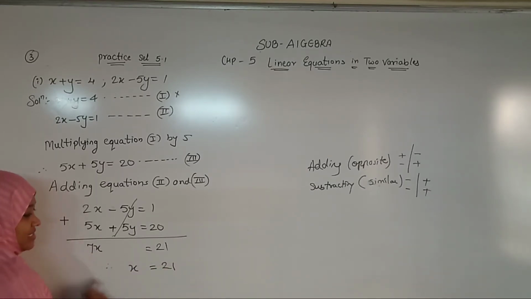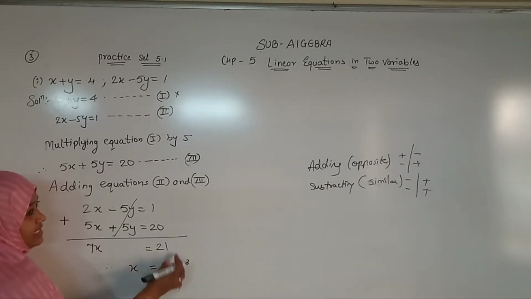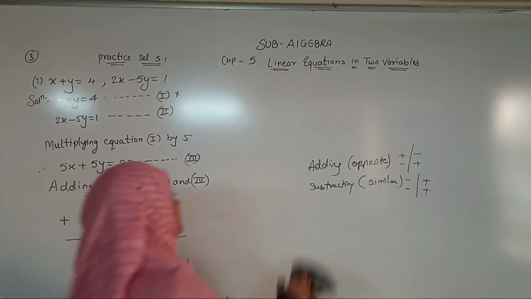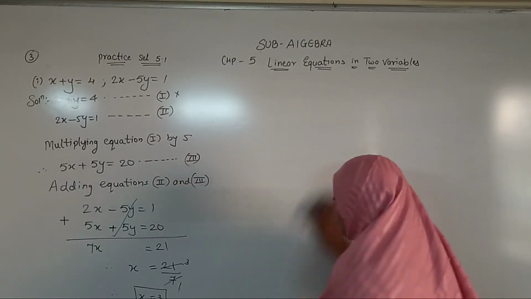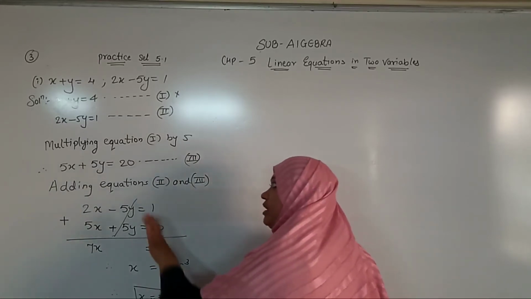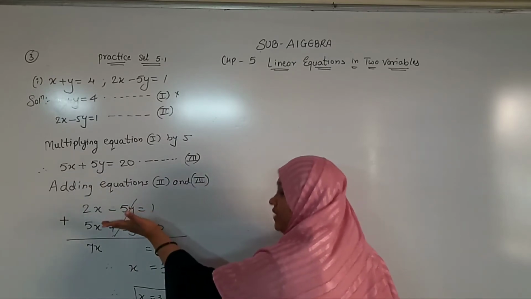So therefore I will put x here only. 21, multiplication will become division. 7 1s are 7, 7 3s are 21. Can I cancel this? Yes, it can be cancelled by 7. So therefore the value of x I got is 3. Highlight with the scale pencil. Done? Now student, now that I have the value of x, I will get the value of y also.